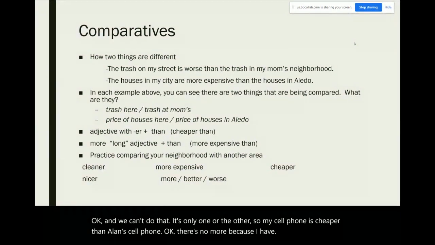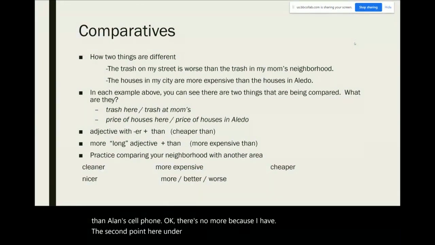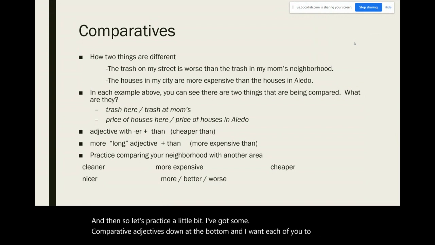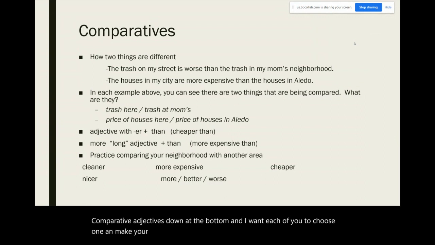The second point here under that, you can use more with a long adjective. More expensive than. So Alan's phone is more expensive than my phone. Okay. And then, let's practice a little bit. I've got some comparative adjectives down at the bottom, and I want each of you to choose one and make your own sentence.